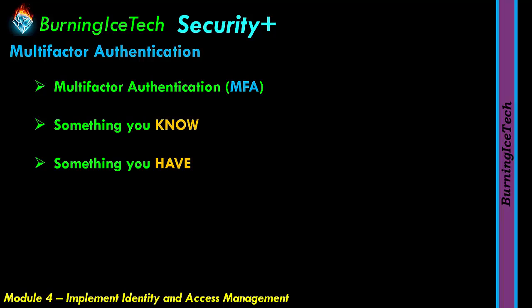A third category or factor would be something you do or something you are. So starting off something you are, that's normally biometric in nature. Something like a fingerprint scan, facial recognition, voice recognition, retina eye scan, that kind of stuff. So the three most common categories and the three most widely used categories is something you know, something you have, and something you are. But it could potentially be other categories as well.